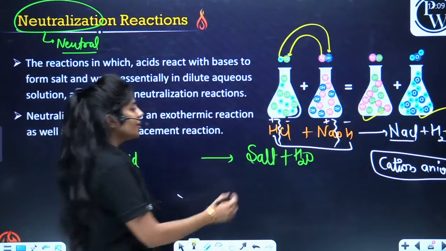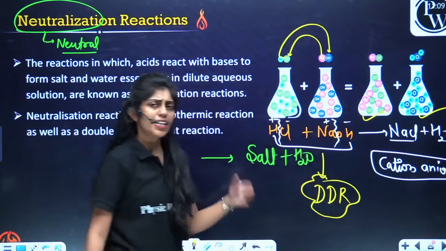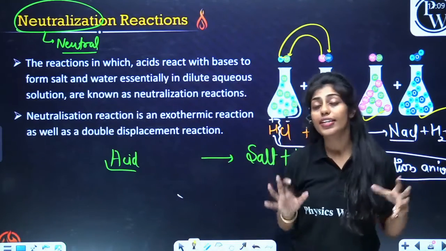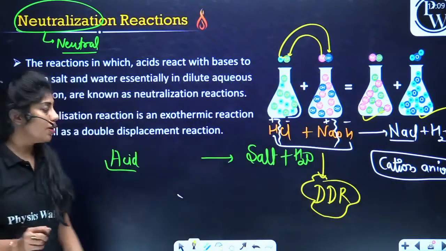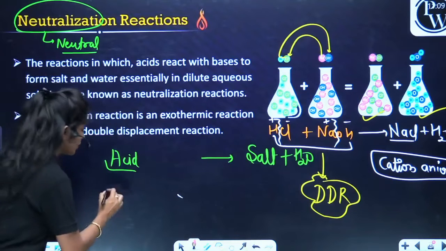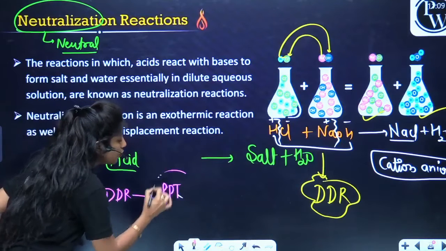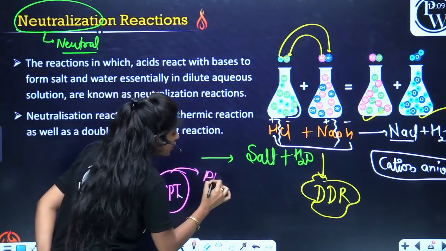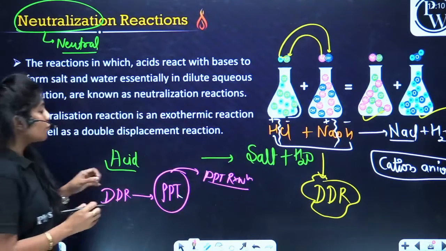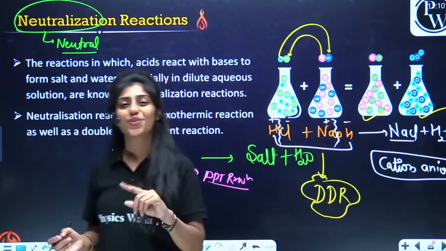Now, can you tell me, can I call it a double displacement reaction? Yes or no? Yes. We can call it a neutralization reaction, and it can be a double displacement reaction. Now there is one more question. As I told you, in a double displacement reaction, DDR, there is formation of a precipitate, due to which we call it a precipitation reaction. Are there any other reactions which are DDR but there is no formation of precipitate? Yes, these are the neutralization reactions.